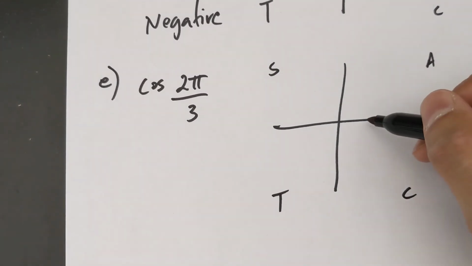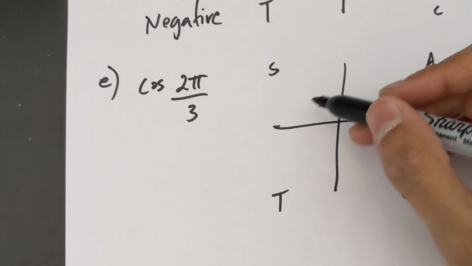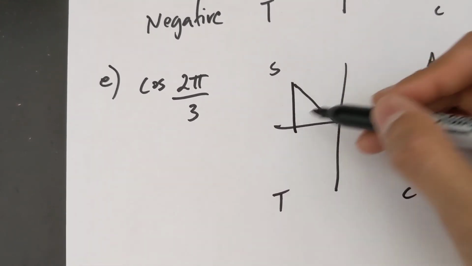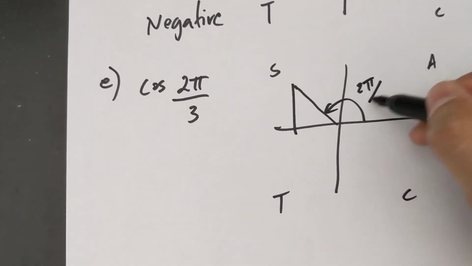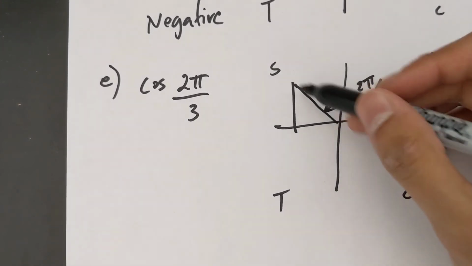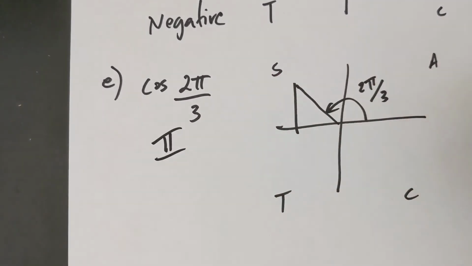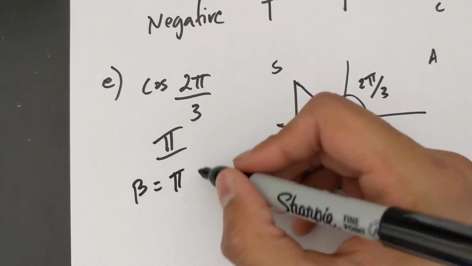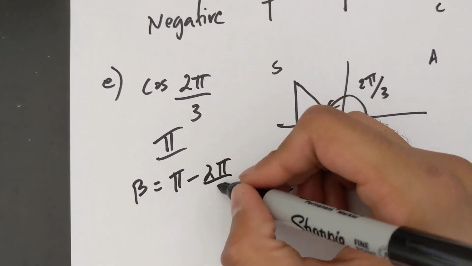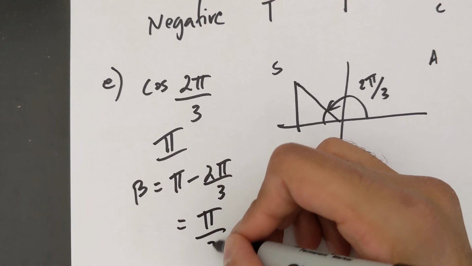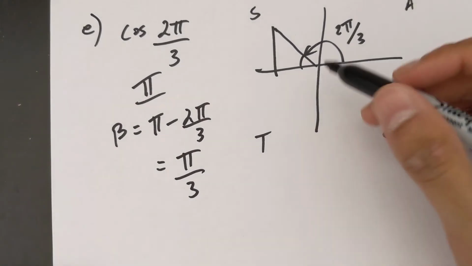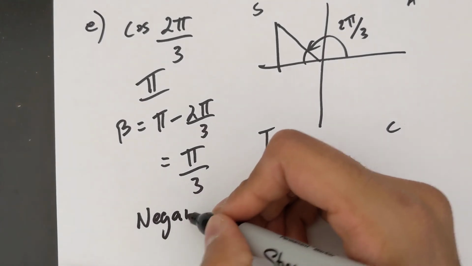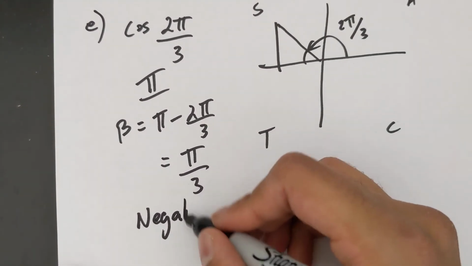So 2 pi over 3, if the denominator is 3, it's 1, 2, 3 right there. So 2 pi over 3 is right there. Now that angle is 2 pi over 3. If I look at this, it's quadrant number 2. My related acute angle beta is pi minus 2 pi over 3, which is just pi over 3. And then I know that cos is also negative in this quadrant, only sine is positive right there.